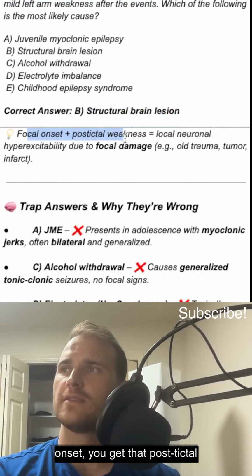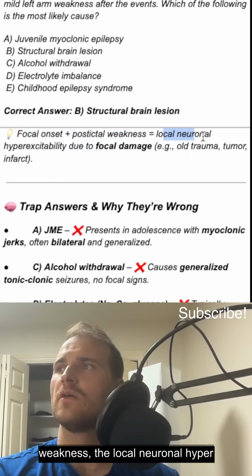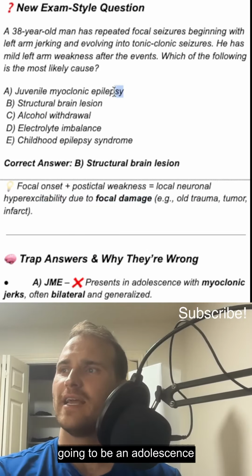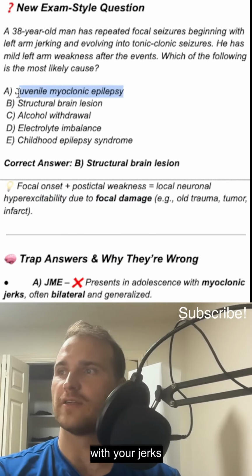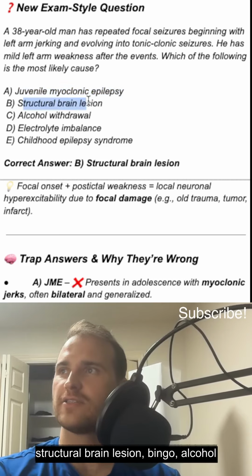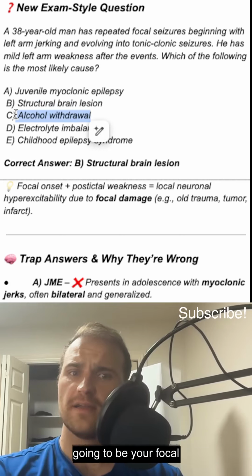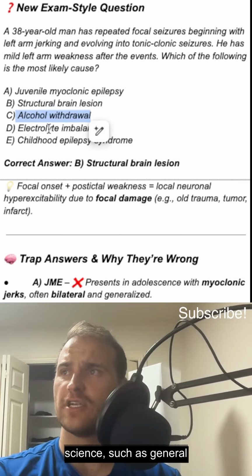So you've got that focal onset, you've got that post-ictal weakness, the local neuronal hyperexcitability due to the focal damage, the trauma. All right, JME is going to be in adolescence with jerks, often bilateral and generalized. Alcohol withdrawal causes generalized tonic-clonic seizures, not focal signs, it's just general.